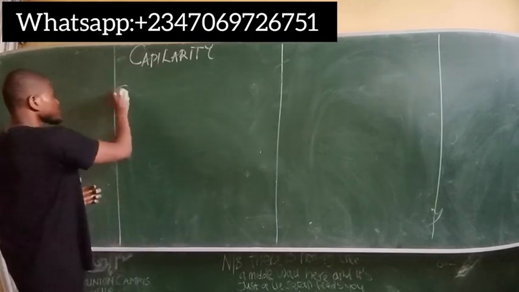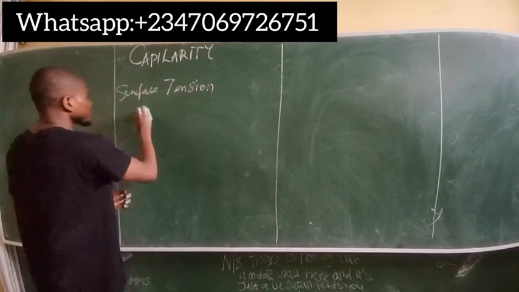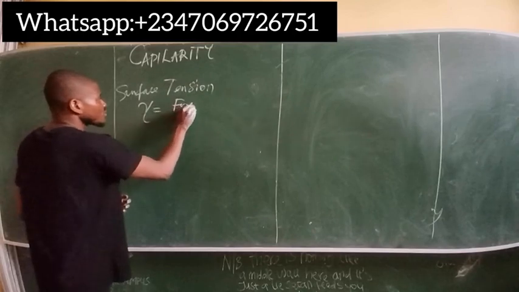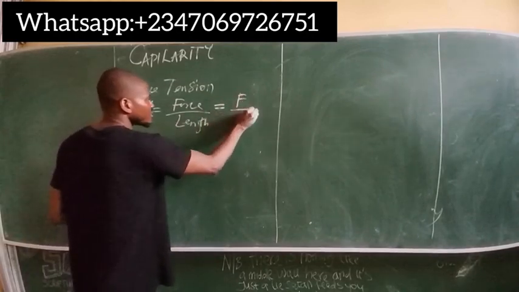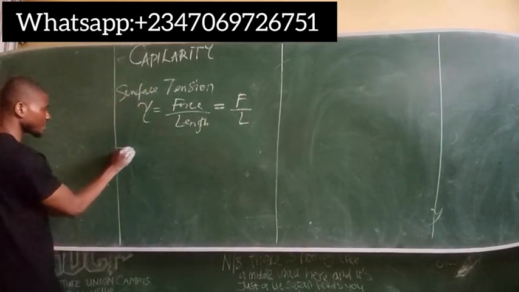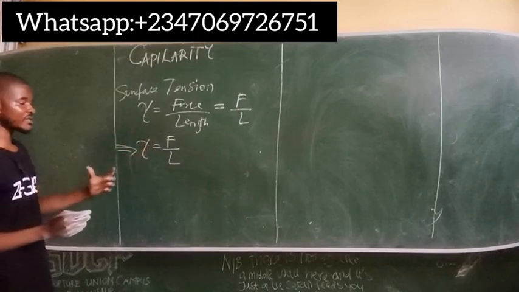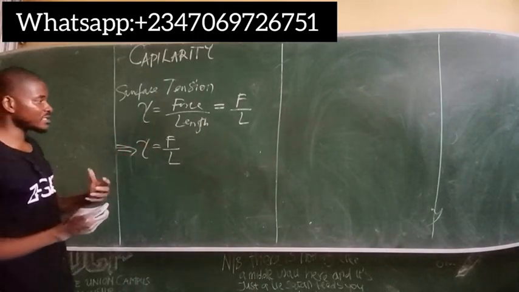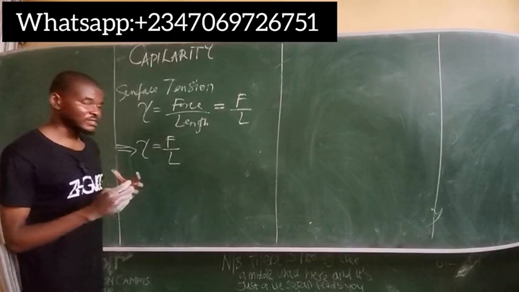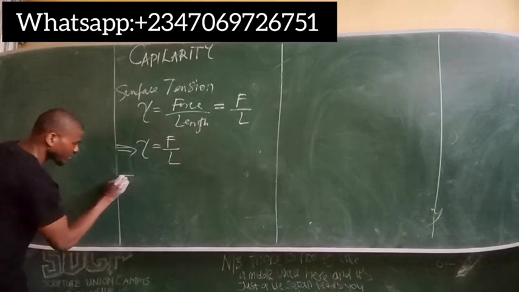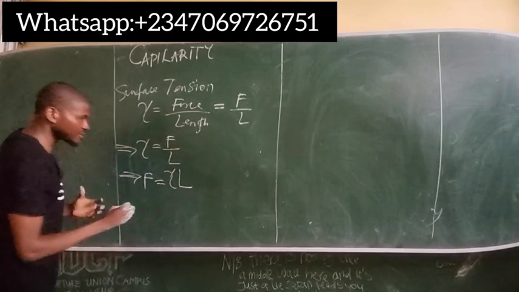All right, so surface tension, gamma, is simply force over length, simply the force acting within a given length of a liquid. So we can relate that gamma is actually force per unit length, where gamma is the coefficient of surface tension, F is the force which causes the surface tension itself, and L is the length of the portion of liquid where this force is acting. So if we make F the subject, the force causing surface tension becomes simply the surface tension coefficient multiplied by the length.